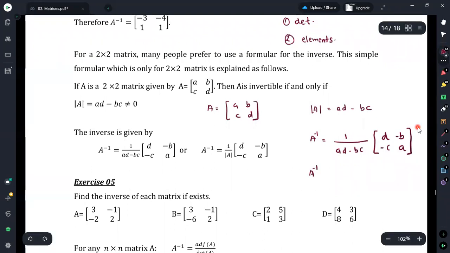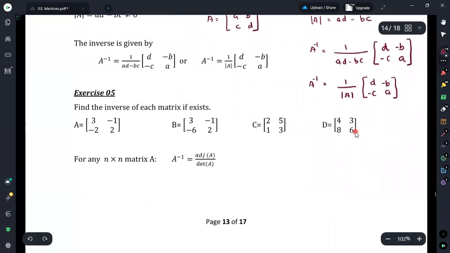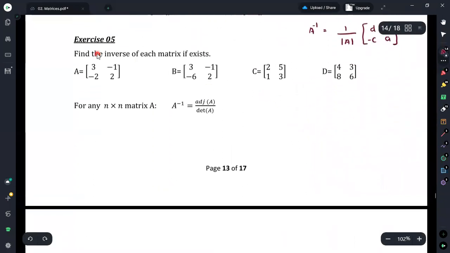Instead of using this lengthy equation, we can take this as the adjoint of matrix A, and the remaining elements can be taken as D and A in these two places, with minus B and minus C used here. Now we'll see how we can obtain the inverse for this 2 by 2 matrix.